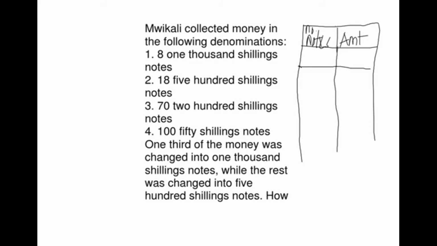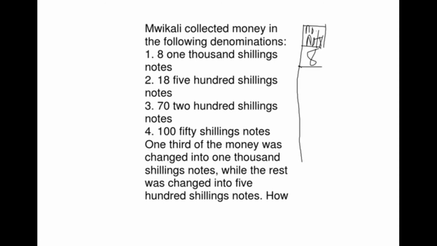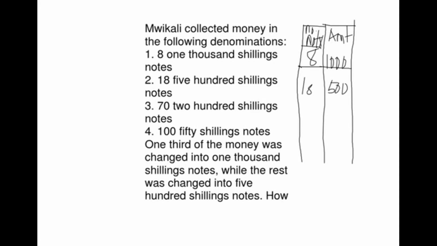So we have 8 notes of 1,000, 18 notes of 500, 70 notes of 200, and 150 notes of 50. We have the amount, so we have 8 notes of 1,000, 18 of 500, 70 of 200, then 150 of 50.